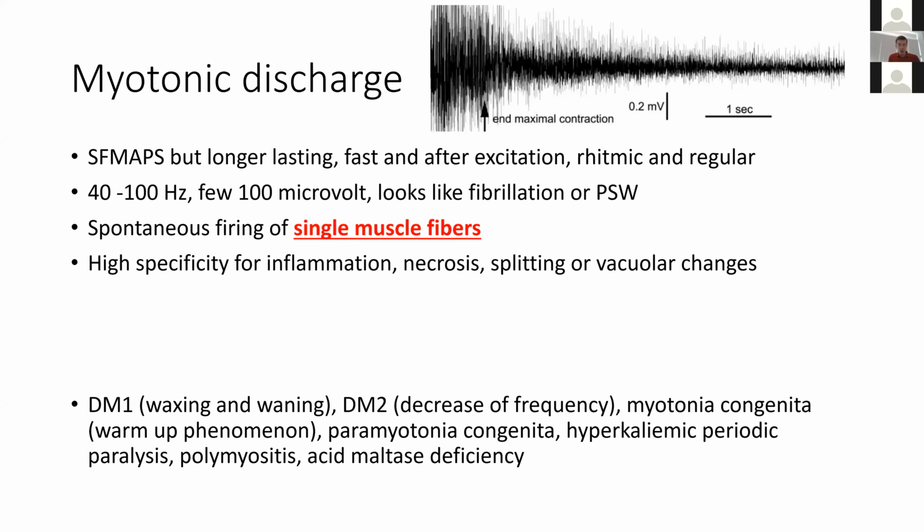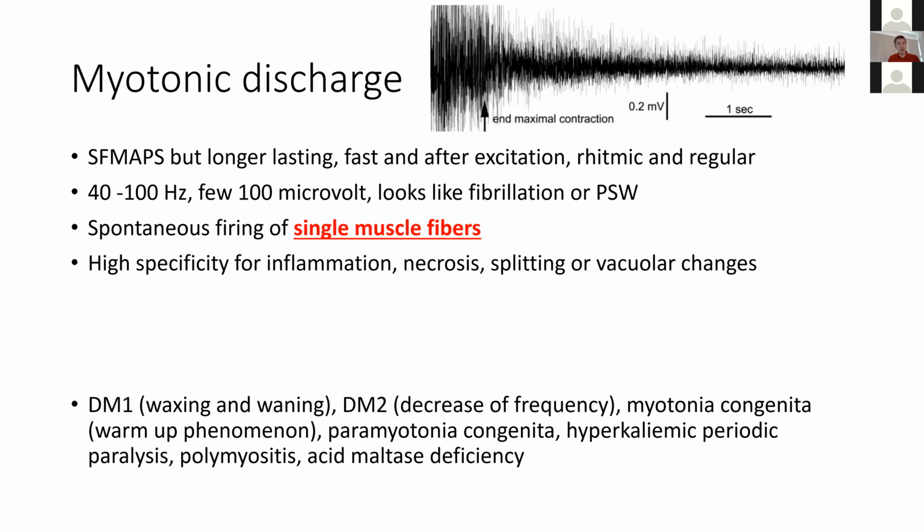So we discussed the miniature end plate potentials and then the disease-specific fibrillations and positive sharp waves. Next on the list is a myotonic discharge. In a myotonic discharge, the single fiber motor action potentials appear, but they are longer lasting, faster, and appear after excitation of the muscle. They are rhythmic and very regular. They have a frequency, those single fiber muscle action potentials, of 40 to 100 Hertz.